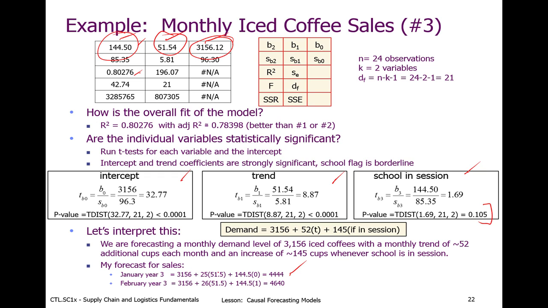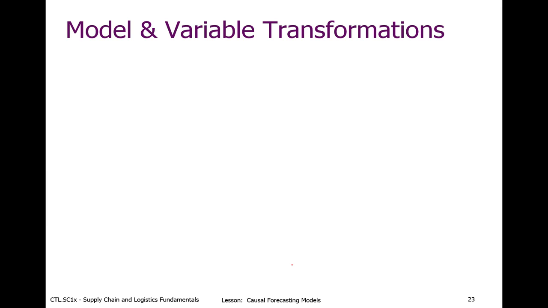February, I just add one more time period, right? 26 time periods instead of 25. And you see school is in session, so I'd expect to sell 4,640. So this is one transformation, dummy variables, very, very valuable to use, and they're very useful. But I can use other things.